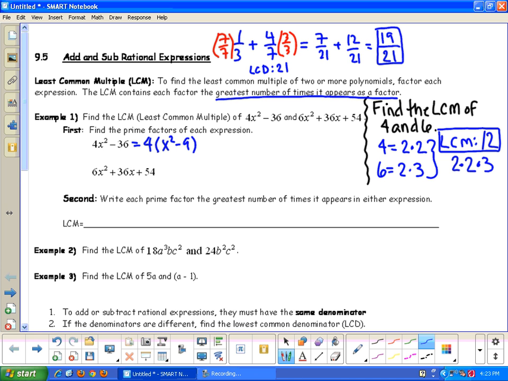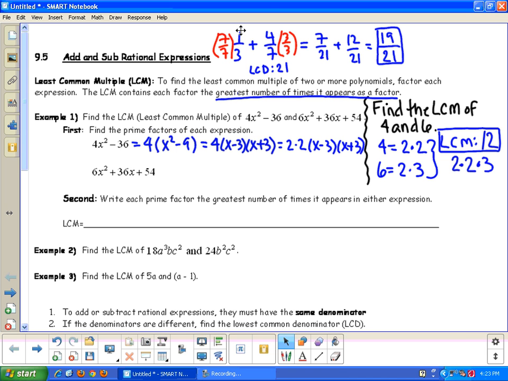I know that x squared and 9 is a difference of squares. So this gives me 4 times x minus 3 times x plus 3. And then 4 can still break down because 4 is the same thing as 2 times 2. So this would be 2 times 2 times x minus 3 times x plus 3. So that's broken down all the way.